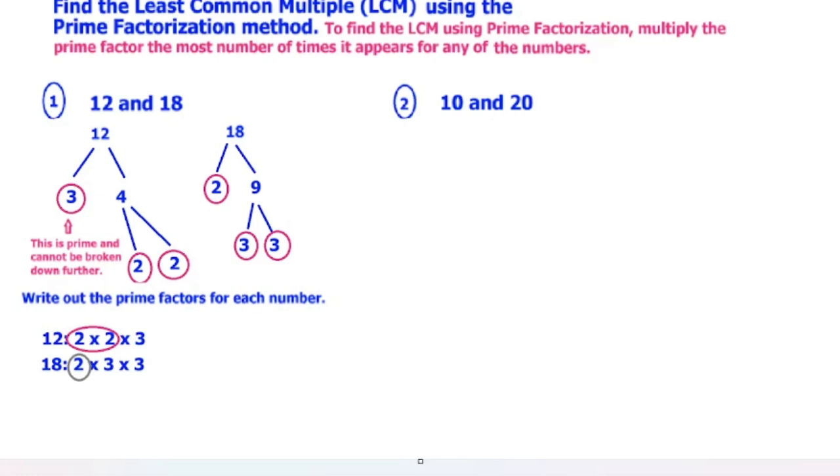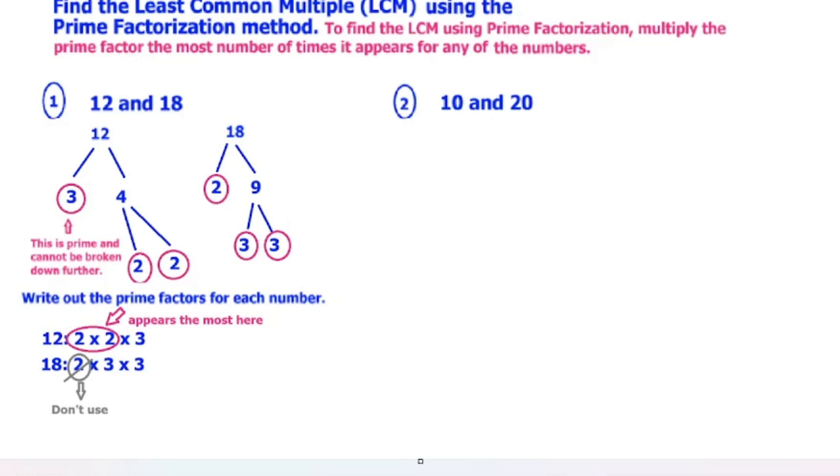Okay, so let's make sure we make a note. This factor appears the most here, so we keep this and we don't use this. So this is where this sentence says, multiply the prime factors the most number of times it appears for any of the numbers. So here it appears the most here, so we keep those.